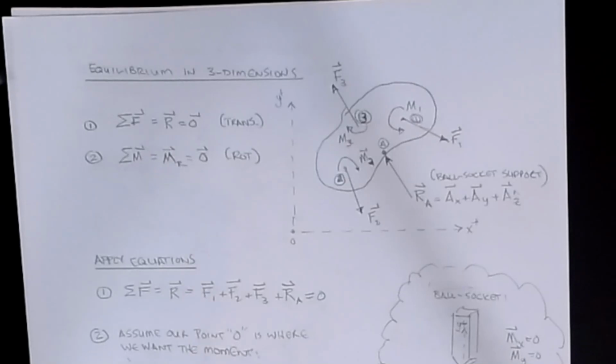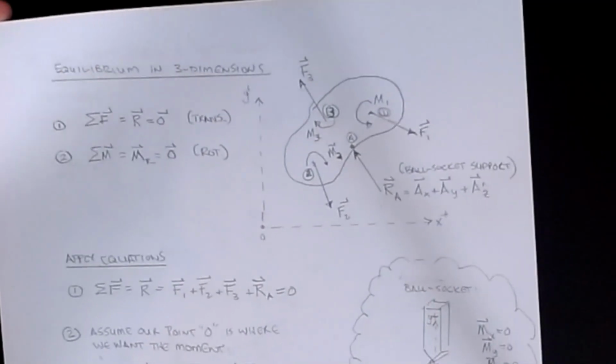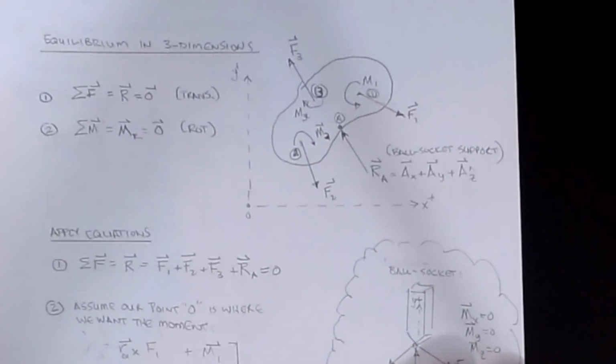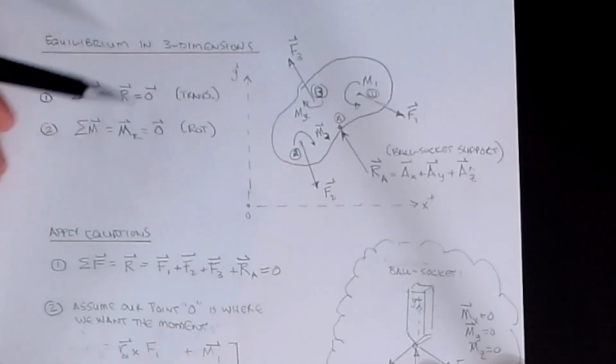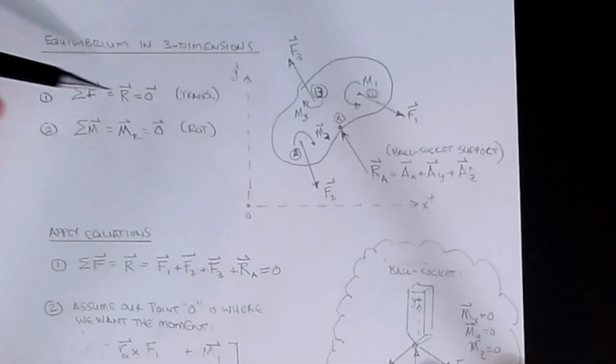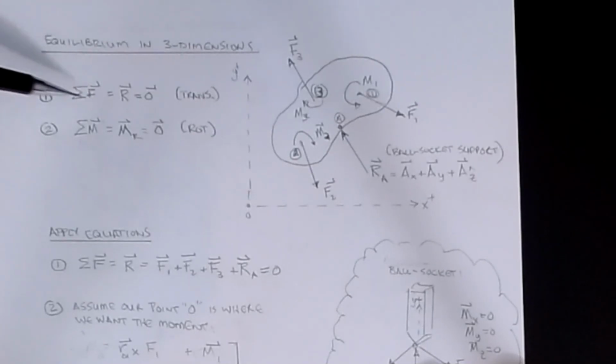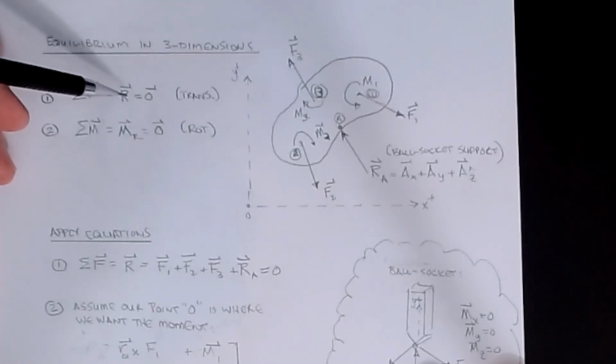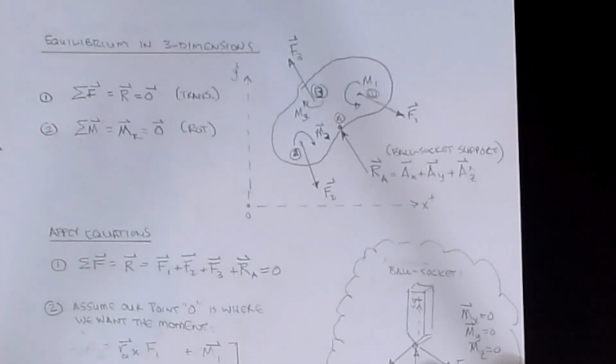We've got an example that we're going to take a look at. Just thinking generically, let's look at what the requirements are. For equilibrium in 3 dimensions, just like before, we have a translational equilibrium requirement as well as a rotational equilibrium requirement, and they're accomplished in the exact same way. The first one is the sum of forces. Remember, the sum of a series of force vectors is a resultant, and for equilibrium, we're going to force that resultant to 0.